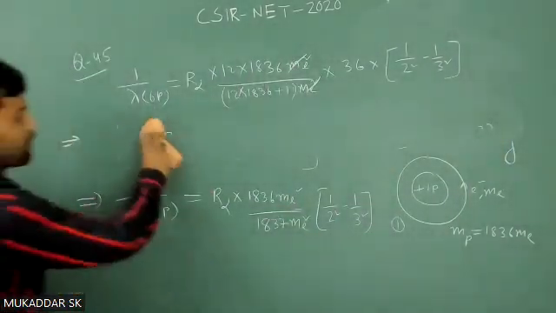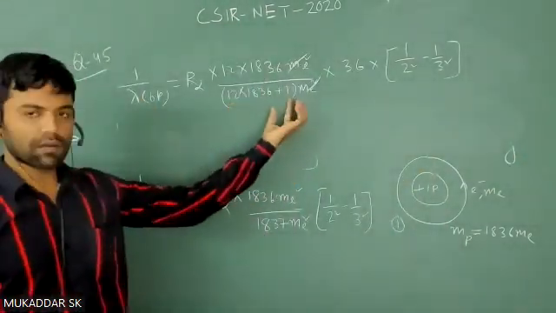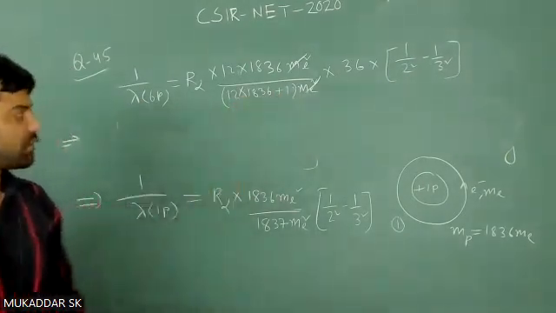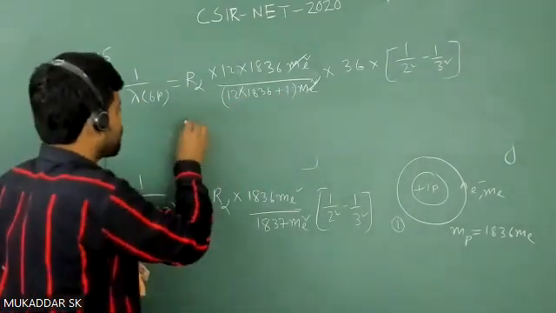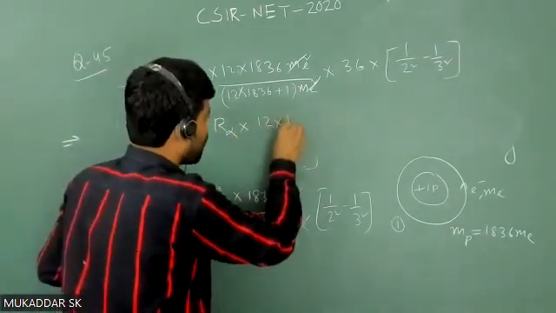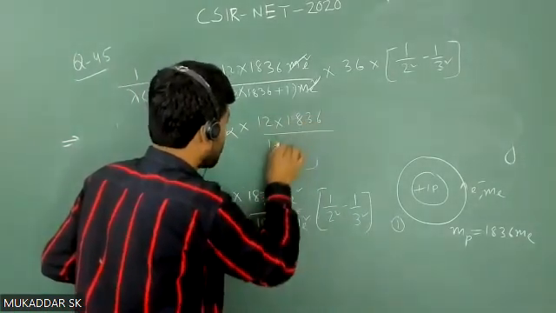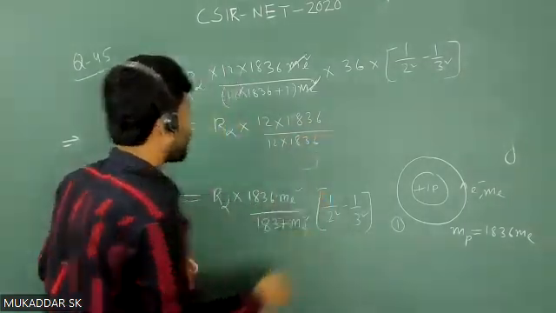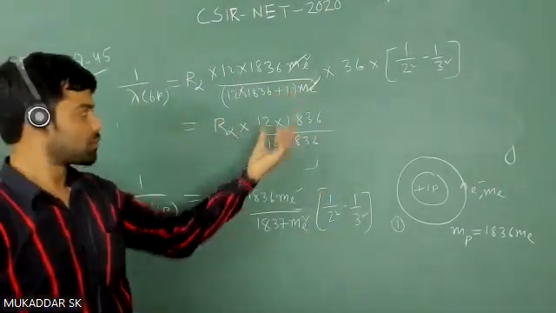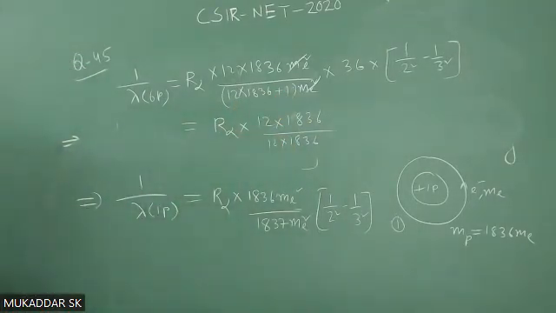In fact, this number, if you see, 12 times 1836, is much greater than 1, right? So you can approximate this. So it will be like R infinity, then you'll have 12 times 1836 divided by 12 times 1836, because this number is much greater than 1. Of course you can calculate, but you can approximate also. That will give you a close result. That's not a problem here.